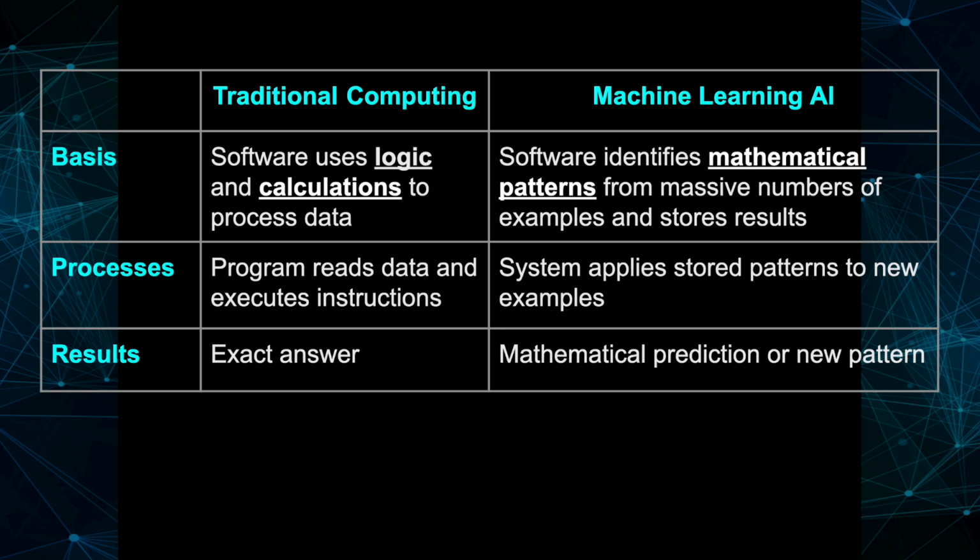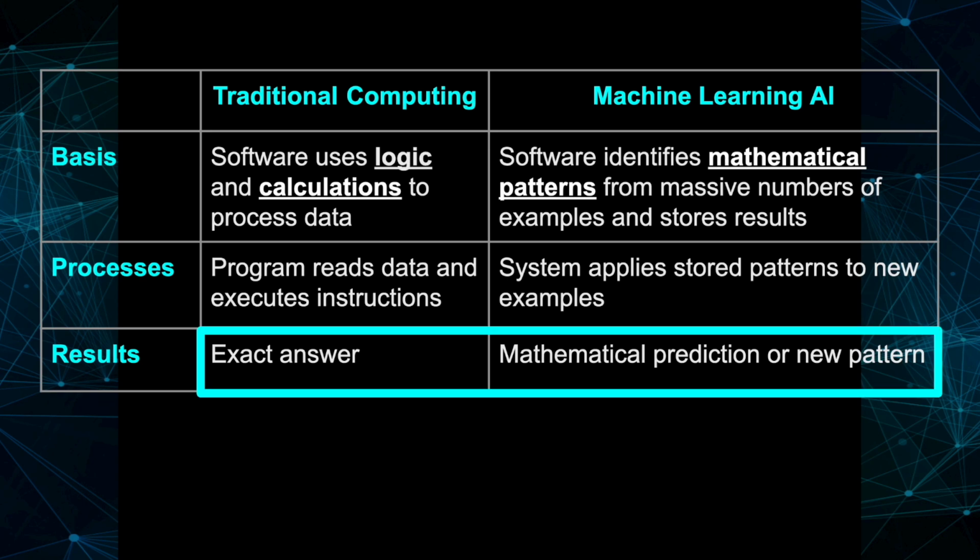The data fed into the system so that it can learn patterns is called training data. The process of identifying patterns in that data is called training. As a result, an AI system that has been trained on millions of pages of text can identify patterns in language to enable it to interpret questions and generate coherent responses. Whereas traditional computing produces an exact answer, AI systems generate a mathematical prediction based on the patterns the system has identified. For your bank account, you want an exact answer.